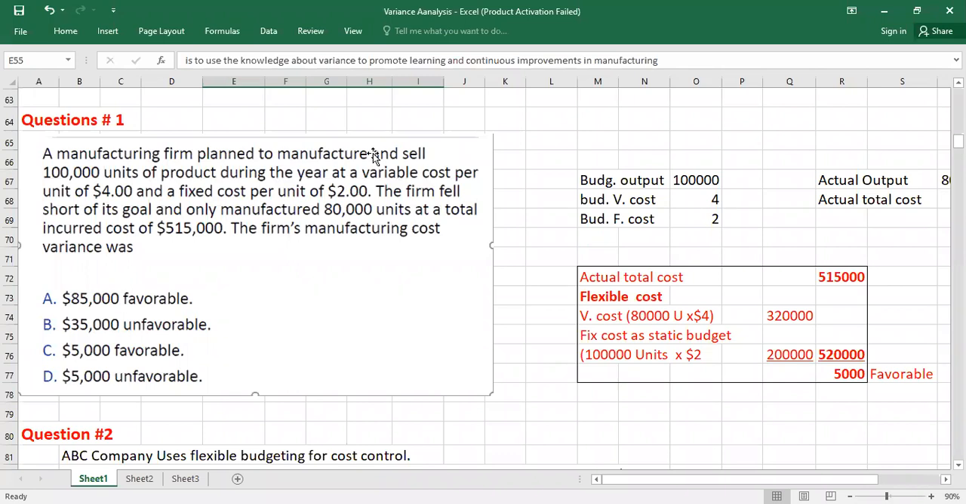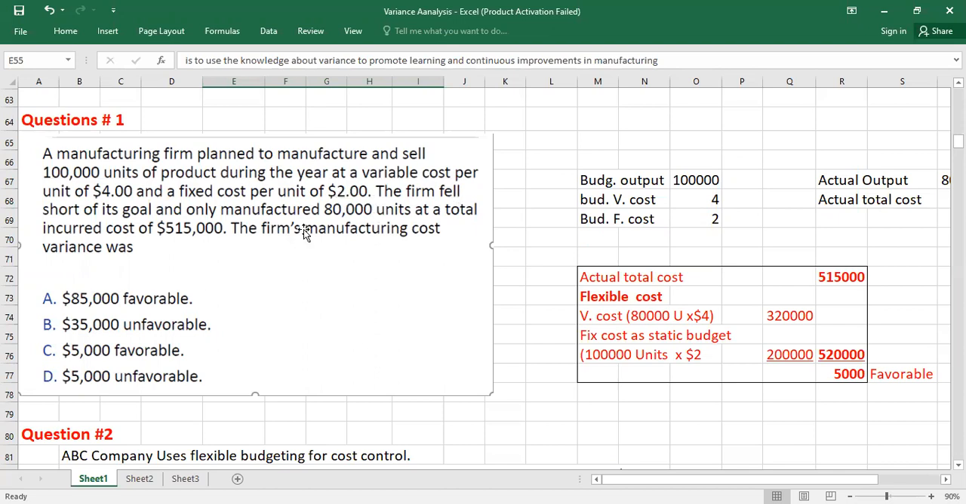Now we are going to apply the concepts we have learned through an example. We have a manufacturing firm that planned to manufacture and sell 100,000 units of the product during the year at a variable cost per unit of $4. The variable cost per unit remains constant, we assume, and the fixed cost per unit is $2. Fixed cost per unit might change, because if your output goes up, fixed cost per unit will go down. If your output goes down, fixed cost per unit will go up.